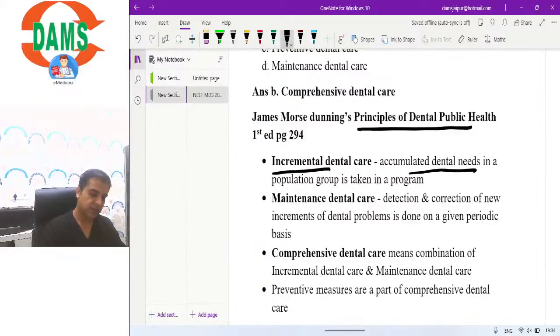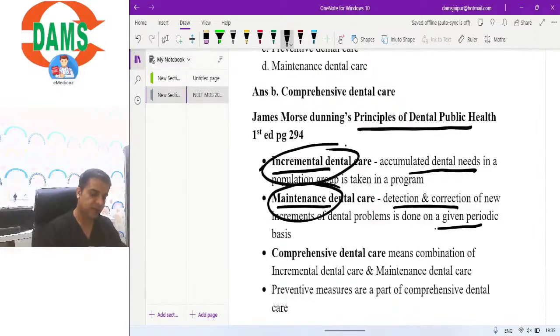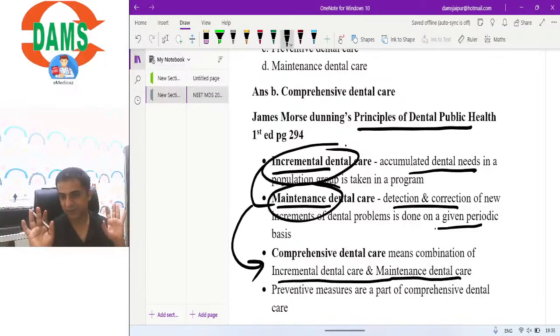Accumulated dental needs in the population in a program. What is maintenance dental care? Detection and correction of new increments on a periodic basis. Now, when incremental and maintenance is combined, it becomes comprehensive dental care, which means combination of incremental dental care and maintenance dental care. So, a clear cut definition of maintenance care has been used to make an MCQ. Clear cut question, clear cut answer.